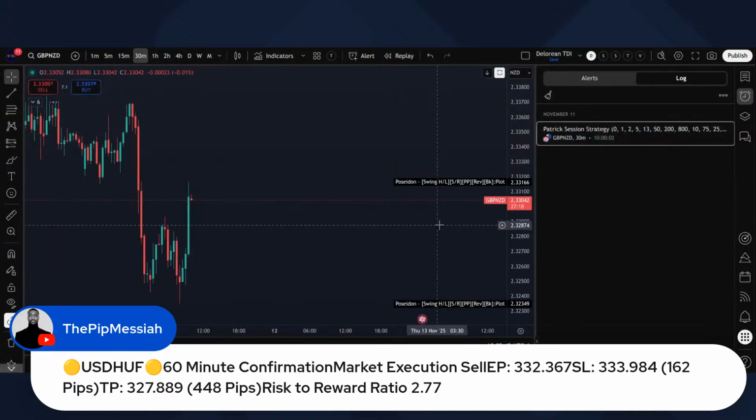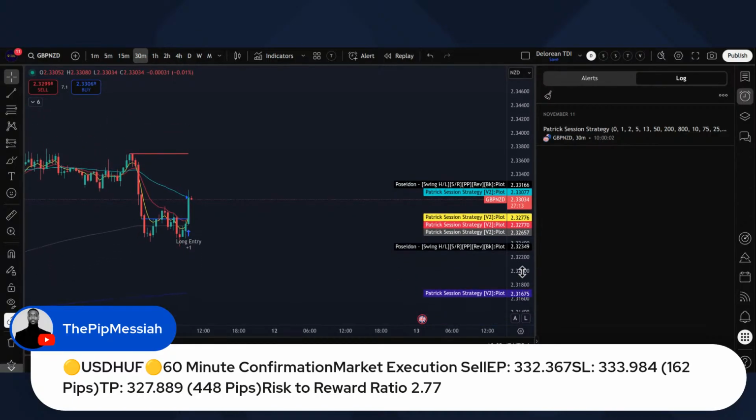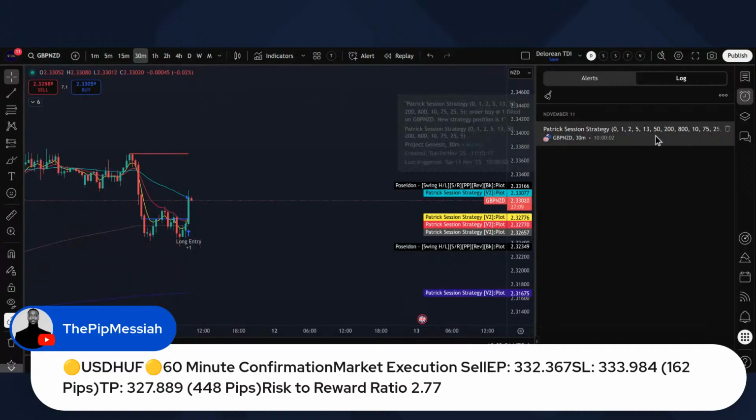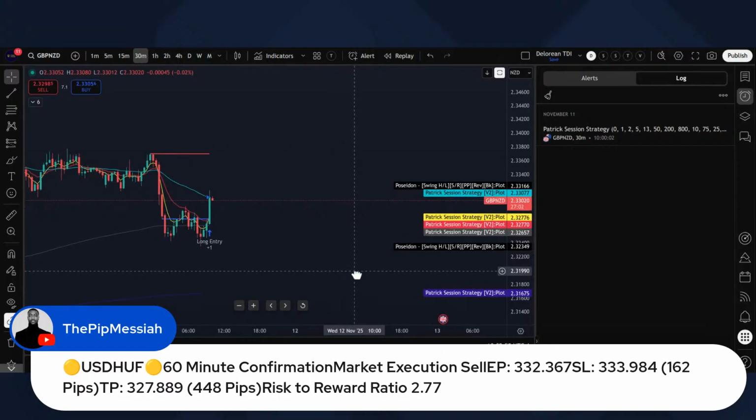And we have a 30-minute, no, a long on Great British Pound versus New Zealand dollar. It's a 30 minutes, so it won't mark itself out until 10:30. Suppose we'll stick around till 11 a.m. just so we can catch this one.